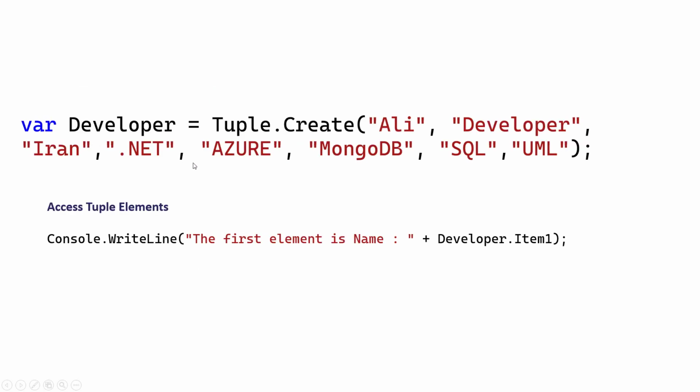The next is another way, using create like this. Tuple.Create and then all the parts that you want to have. Very easy. Another thing is having access to an element inside a tuple. For example, I have defined developer and then I need the name part. So I can say Item1, or for job I can say Item2. The rest would follow the same way.